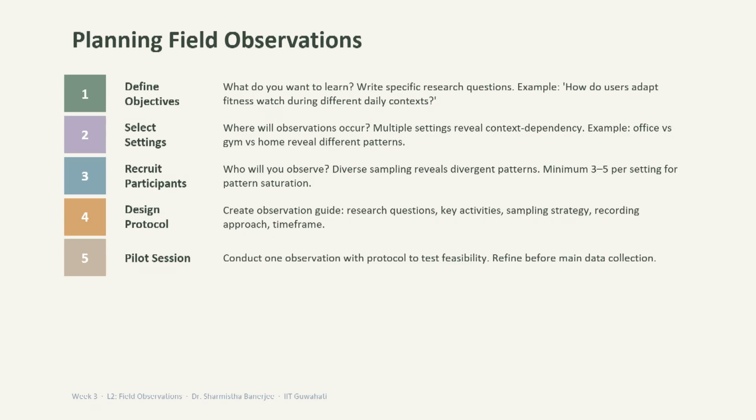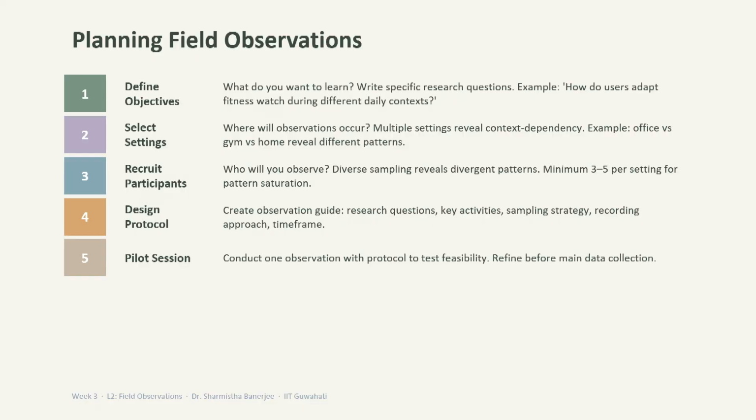Now coming to how you plan these field observations. As you saw in the example, of course I started with defining my objectives. Then I selected my setting, the park. Then I went ahead and recruited the participants, which were different kinds of activity-based participants. Then I had a protocol, so I set down certain questions.